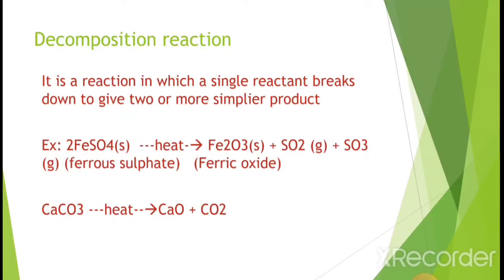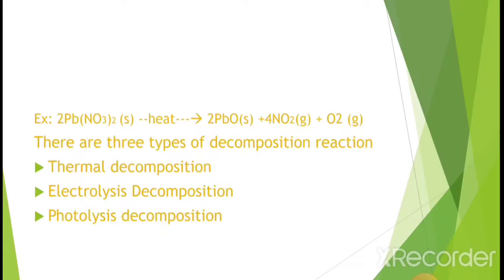Next we learned about decomposition reaction. It is the direct opposite of combination reaction: a reaction in which a single reactant breaks down to give two or more simpler products. In this, above the arrow it is very important to write heat, or else it is not considered a decomposition reaction. There are many more equations that are very important. There are three types of decomposition reaction: thermal decomposition, electrolysis decomposition, and photolysis decomposition.